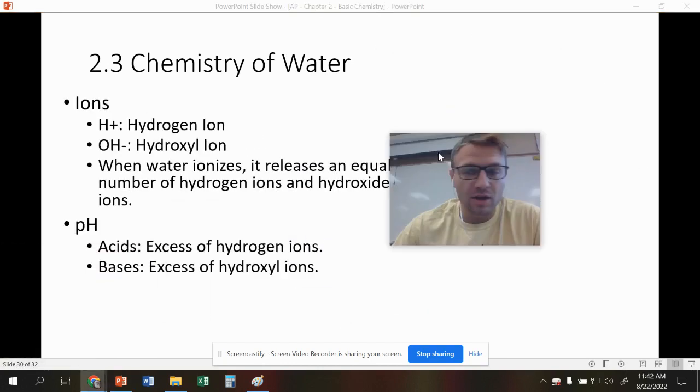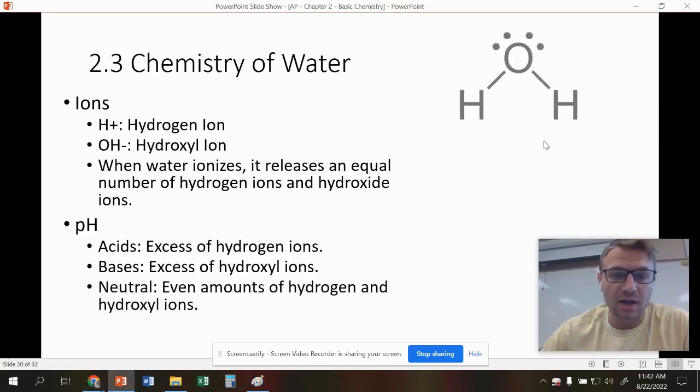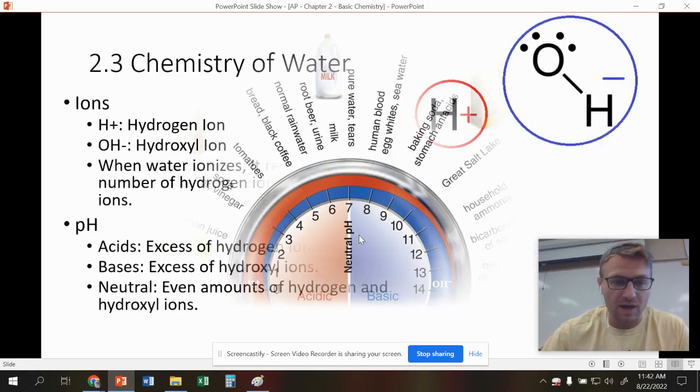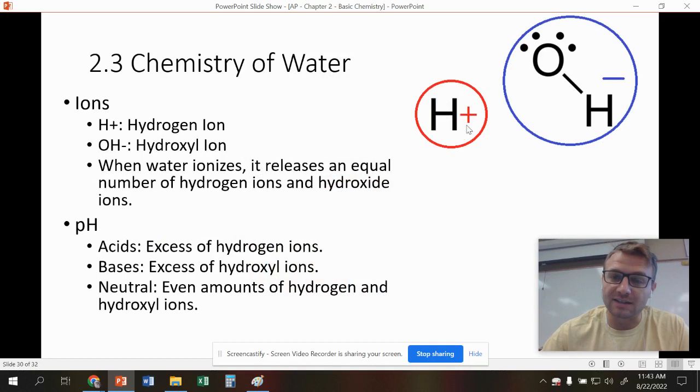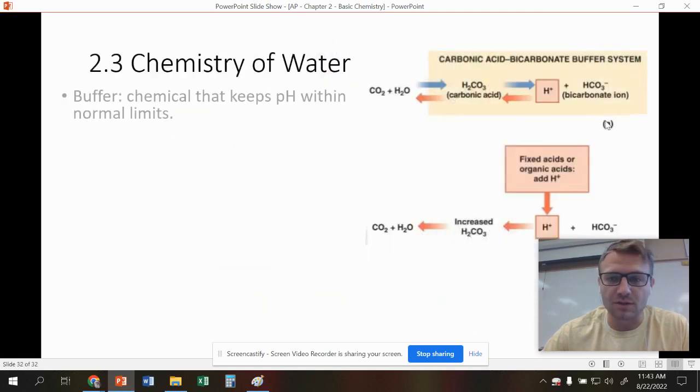Now, let's talk about the ions and what we call a hydrogen and hydroxyl ion. So when water ionizes, it kind of breaks down into something called a hydrogen and hydroxyl ion. Here we have a hydrogen, here we have a hydroxyl ion. So pHs that are acidic have an excess or a large amount of hydrogen ions. Solutions that are basic have an excess of hydroxyl ions, and neutral solutions have even amounts. You can see here on our pH scale ones that are more acidic, ones that are more basic. I'm just going to kind of breeze through that here.